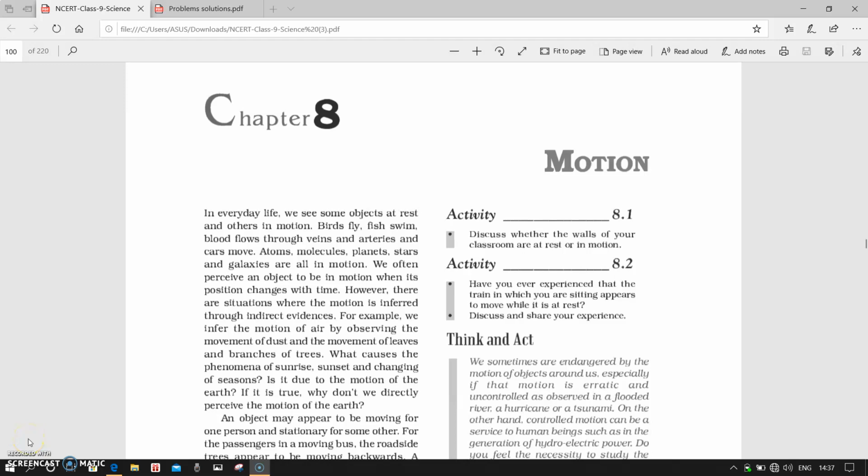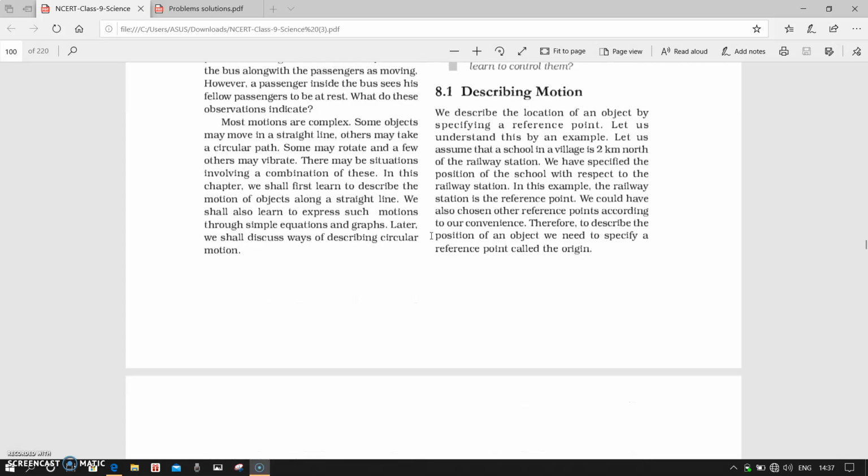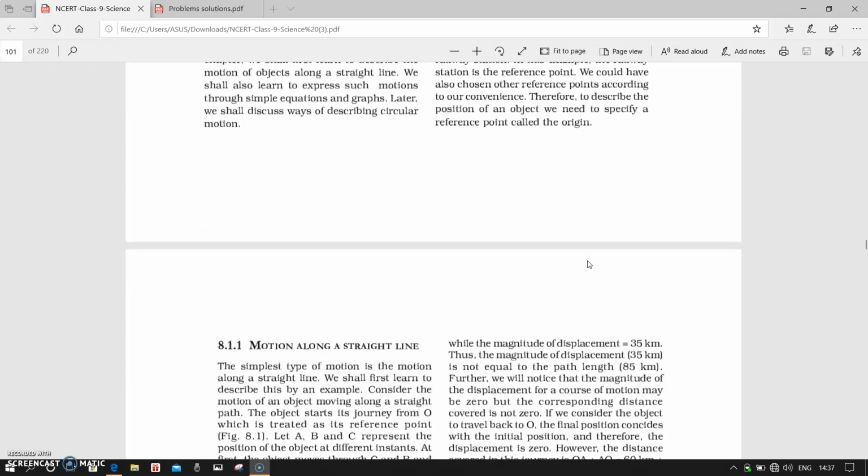So we have already finished motion yesterday, right? So what did we learn in motion? Let us look at it once again. Describing motion was done by Ankit sir, right? So you already have to know what is motion. Anything that is moving is in motion. And being in motion means changing position from one position to another in a given time, right? So we have learned about this.